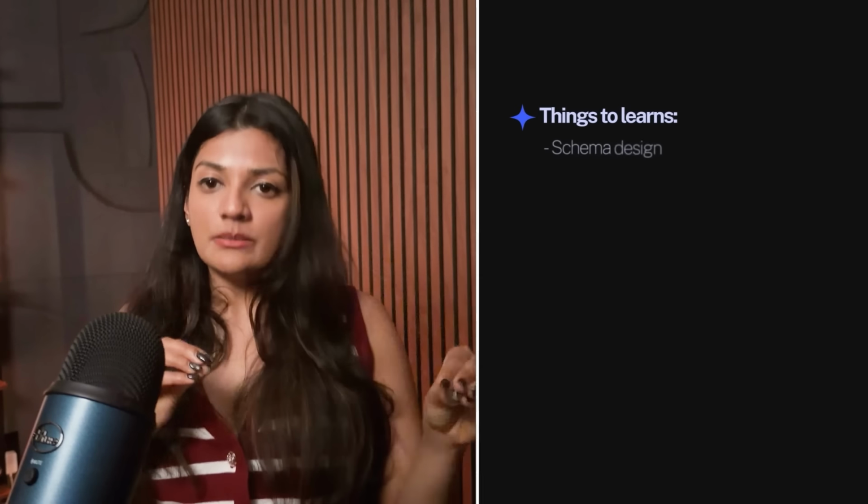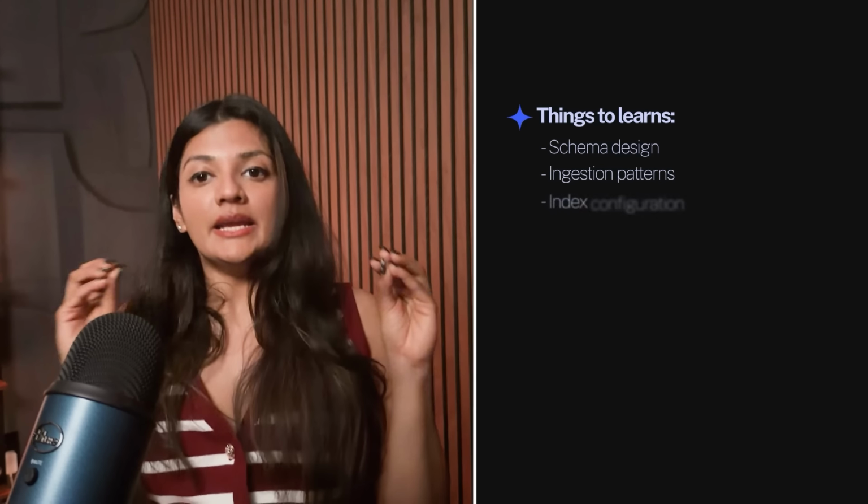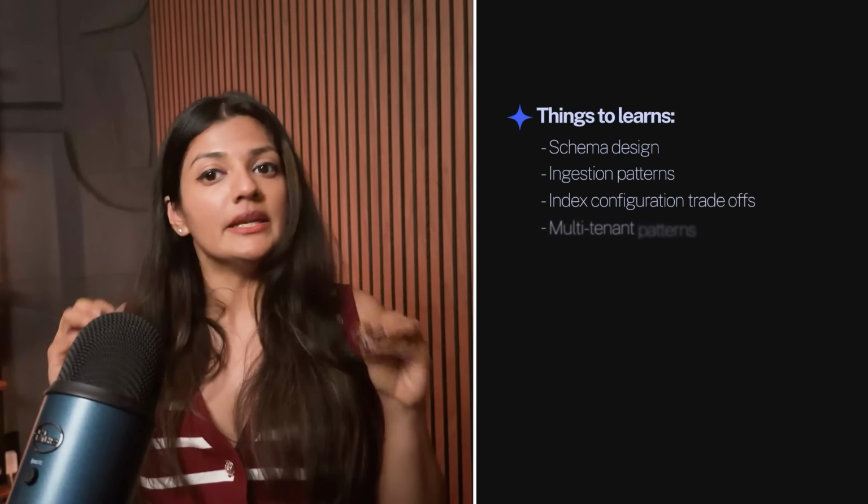For dedicated vector databases, Weaviate is excellent. It is open source, has built-in hybrid search, and it is popular in RAG stacks. Pinecone is a managed option that's designed for production at scale. Either way, you need to understand schema design, ingestion patterns, index configuration trade-offs, and multi-tenant patterns.